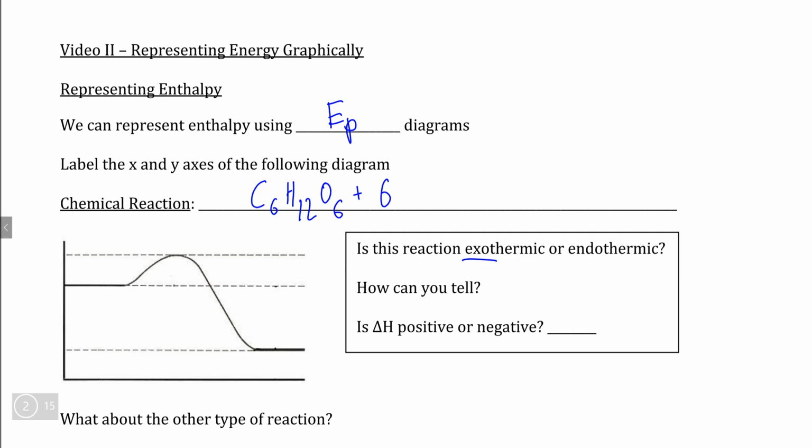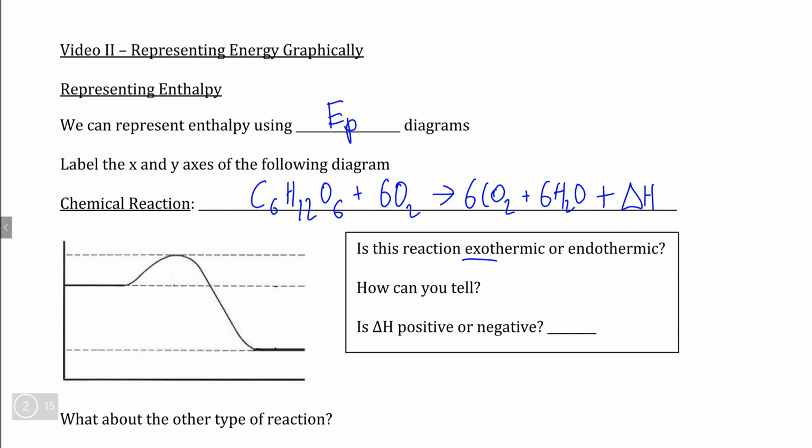C6H12O6 is the chemical formula for glucose, where if we burn glucose in the presence of 6 oxygen molecules, we get 6 carbon dioxide and 6 water molecules. And of course, since this is the reaction we use to produce energy for our bodies, we know that delta H is going to be a product because this reaction releases energy here.